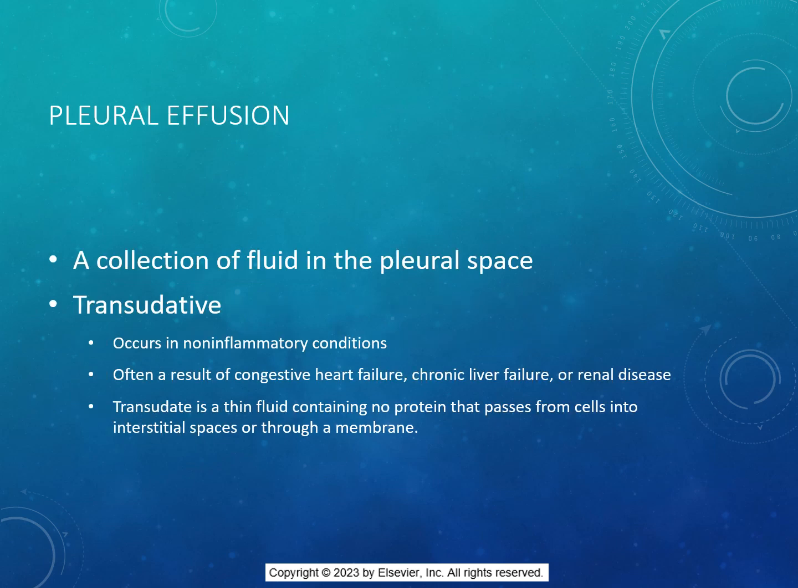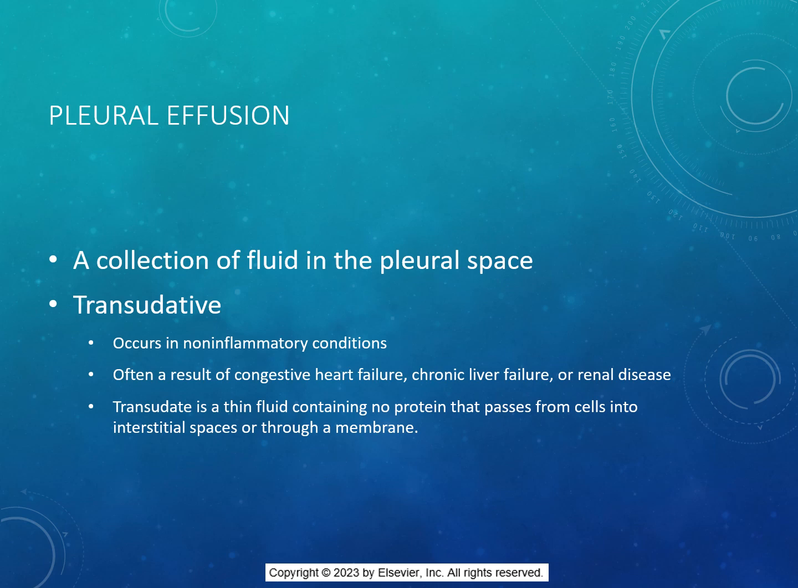Pleural effusion is a collection of fluid in the pleural space. Pleural fluid accumulation is characterized as transudative or exudative. Transudate is a thin fluid containing no protein. It passes from cells into the interstitial spaces or through a membrane. A transudate occurs in non-inflammatory conditions that will cause changes in chest pressure. For example, congestive heart failure, chronic liver failure, or renal disease.